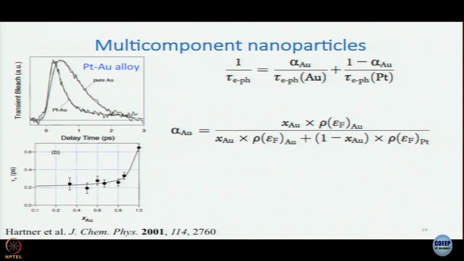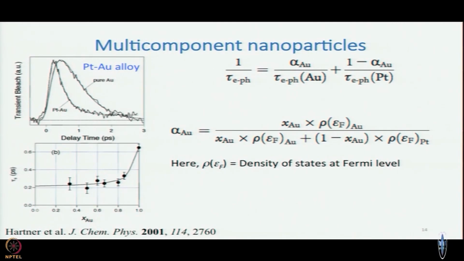Alpha gold is equal to mole fraction of gold multiplied by rho of epsilon f of gold, divided by mole fraction of gold multiplied by rho of epsilon f of gold plus 1 minus mole fraction of gold into rho of epsilon f of platinum. What is this rho? Rho of epsilon f is essentially density of states at Fermi level. What is Fermi level? Yes, that is right, at 0 Kelvin. At 0 Kelvin, the highest occupied level, that is your Fermi level, right.